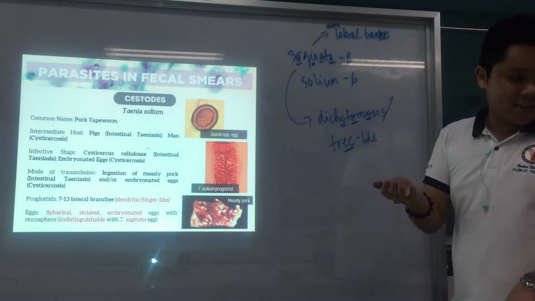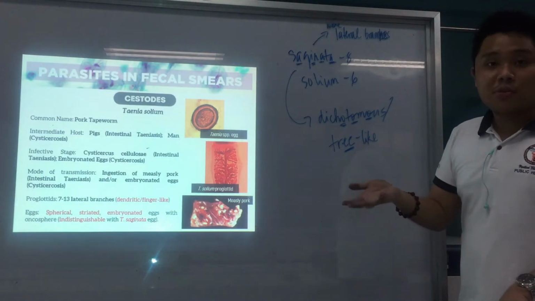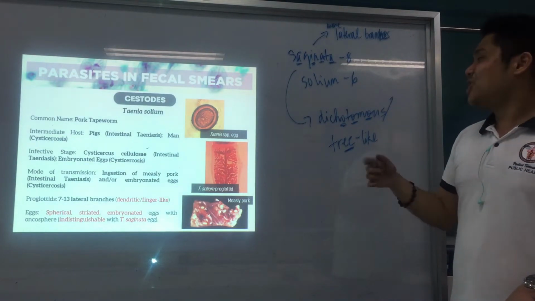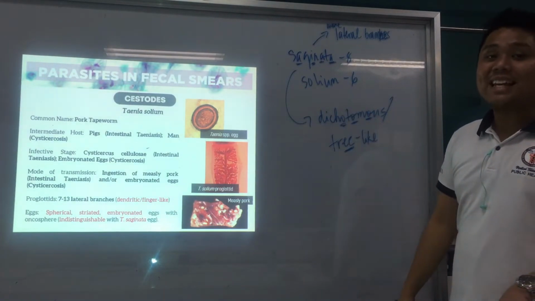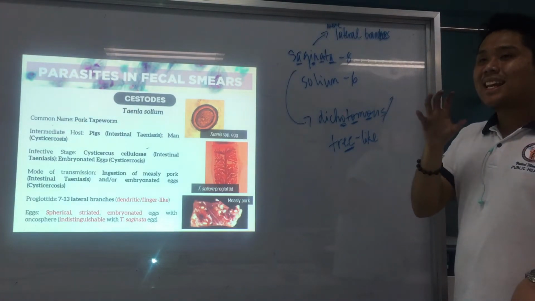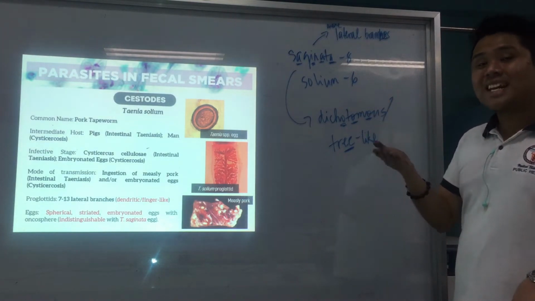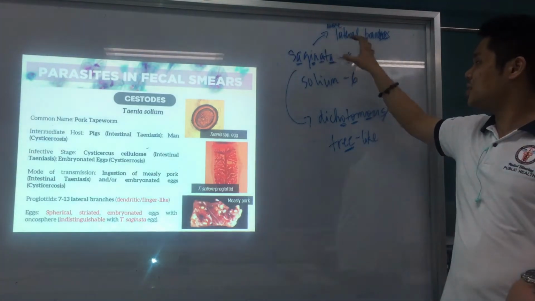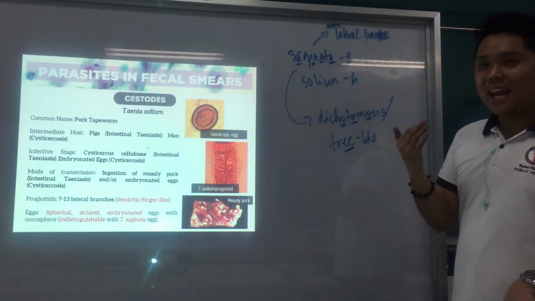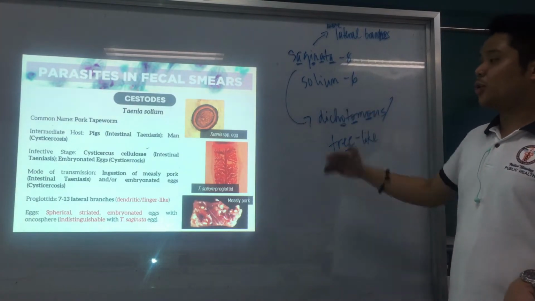Because before, when I was a third-year student, I often got confused about which one is finger-like and which one is tree-like. So, Taenia solium is the dendritic, finger-like. Dichotomous, or your tree-like, is saginata. The branches join together, whereas your dendritic, finger-like is solium.